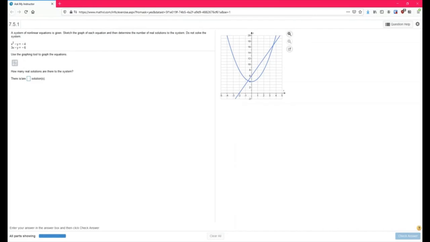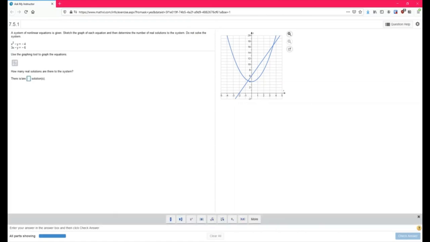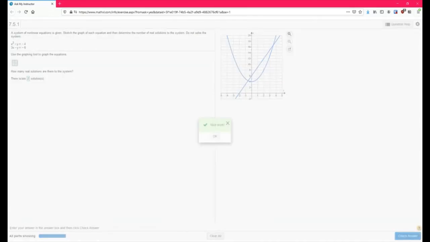And then we want to know how many solutions there are, and you can see from this picture, just like the one we drew by hand, that there are 2 intersection points, and so that will mean there are 2 solutions.